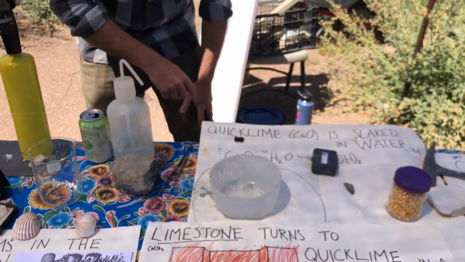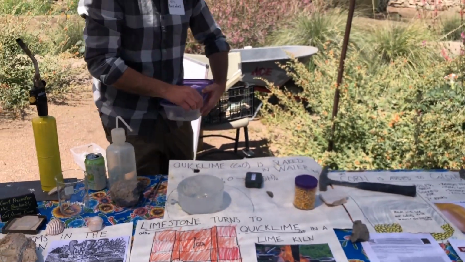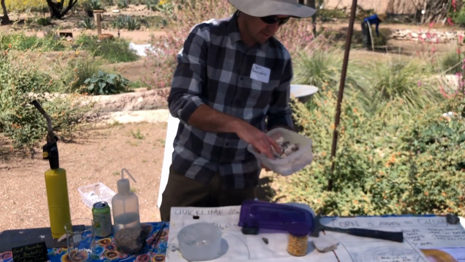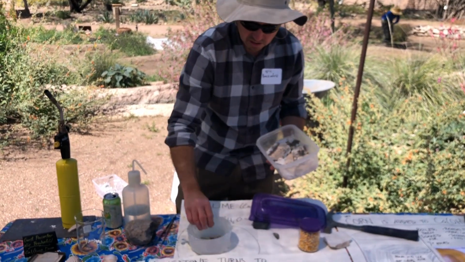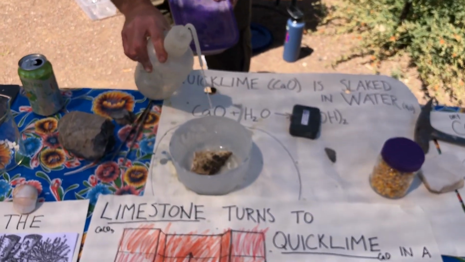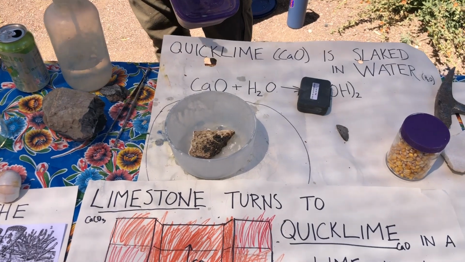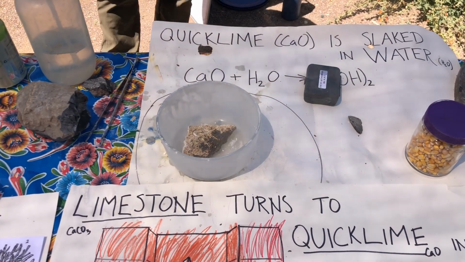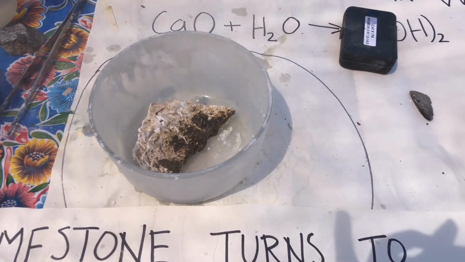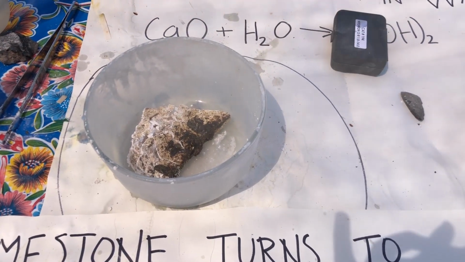I'm going to add a cooked chunk of that limestone from Snyder Hill. We'll do a large scale process of it. So here's a little chunk of that limestone. I'm going to add water to it and watch what happens. It's very hot. Adding water to the calcium oxide changes it again into calcium hydroxide.